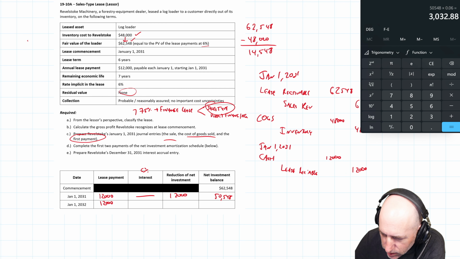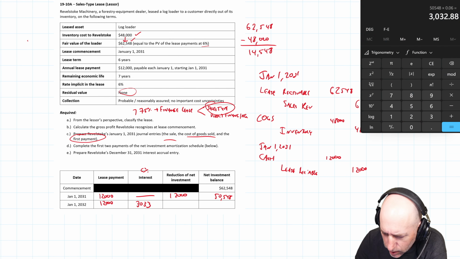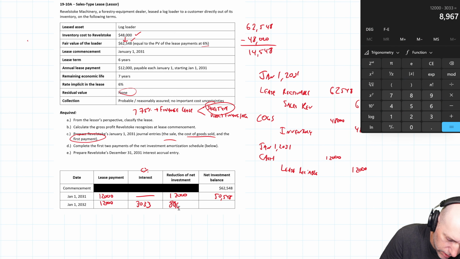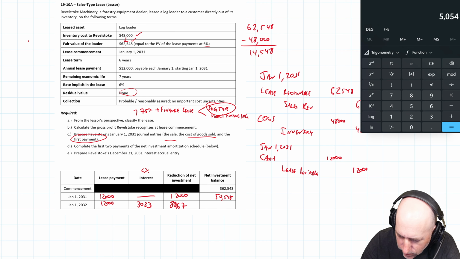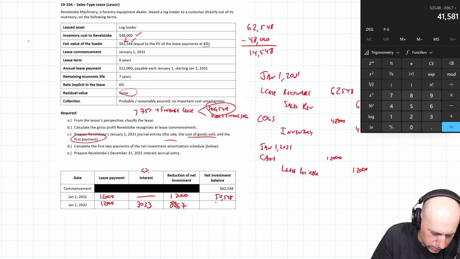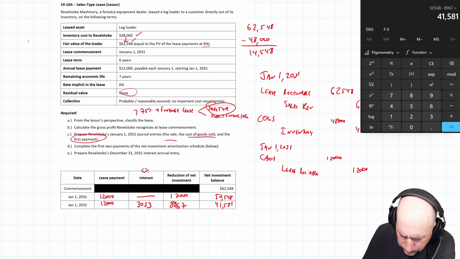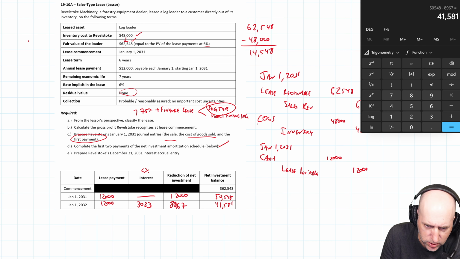Then our next one, the interest is 6%, so 50,548 times 0.06, 3,033. That's our interest. 12,000 minus 3,033 is 8,967. So 50,548 minus 8,967 means our lease receivable is going to fall to 41,581, and each payment is going to fall and eventually will be zero. Okay, so that was January 1st, 2031, and we've done the amortization schedule.